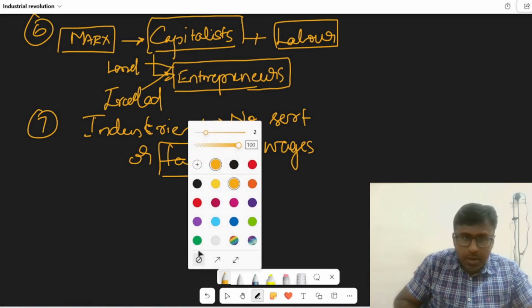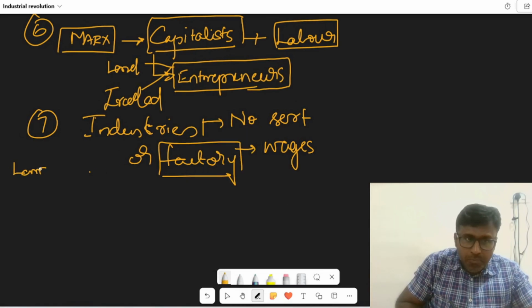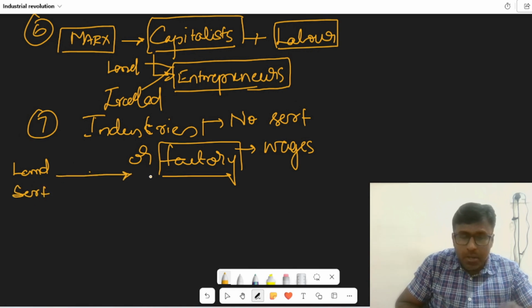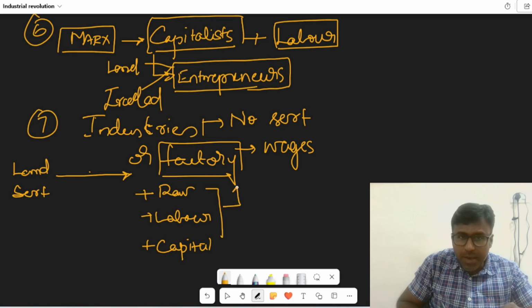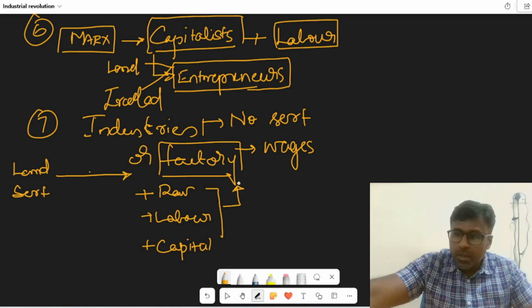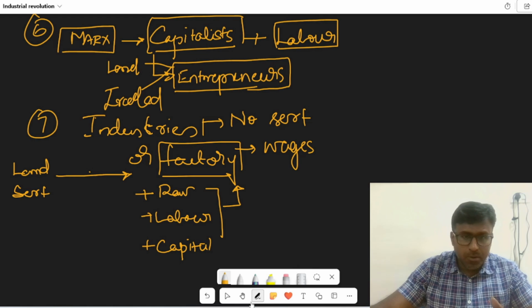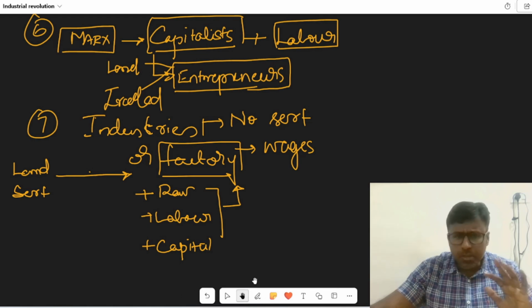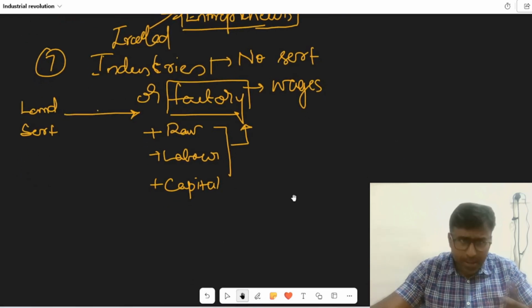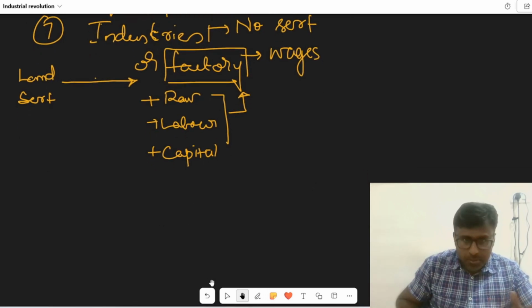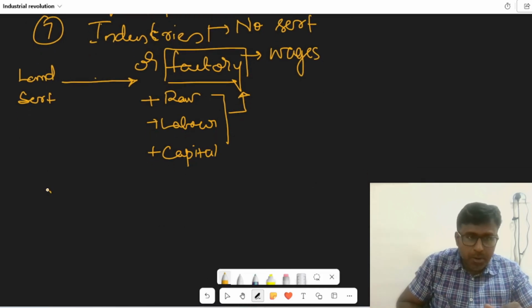Now see this. Earlier you needed land. Earlier, you needed serfs. Now, what is happening is that you can establish a factory: you have the raw materials, you have the labor, you have the capital as well. So what you do is you start a factory system instead of the earlier serfdom. So what happens then is the eighth point.